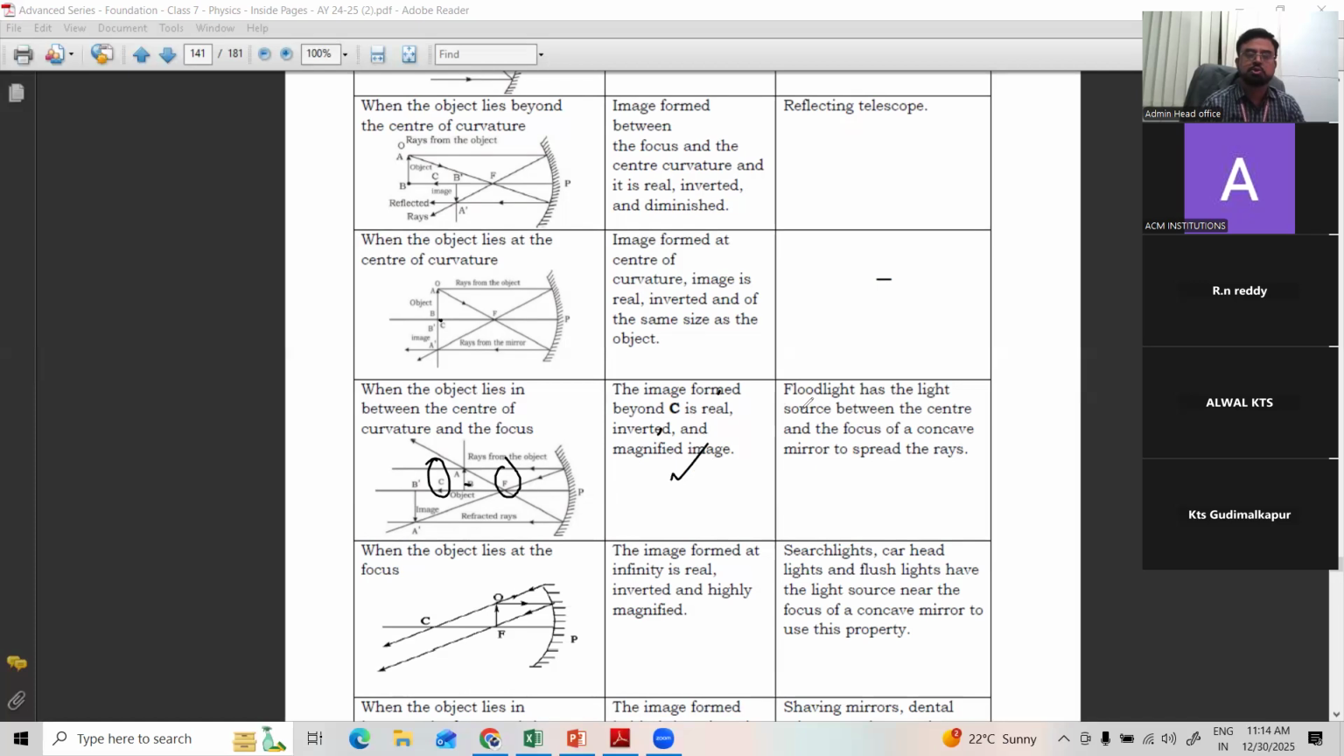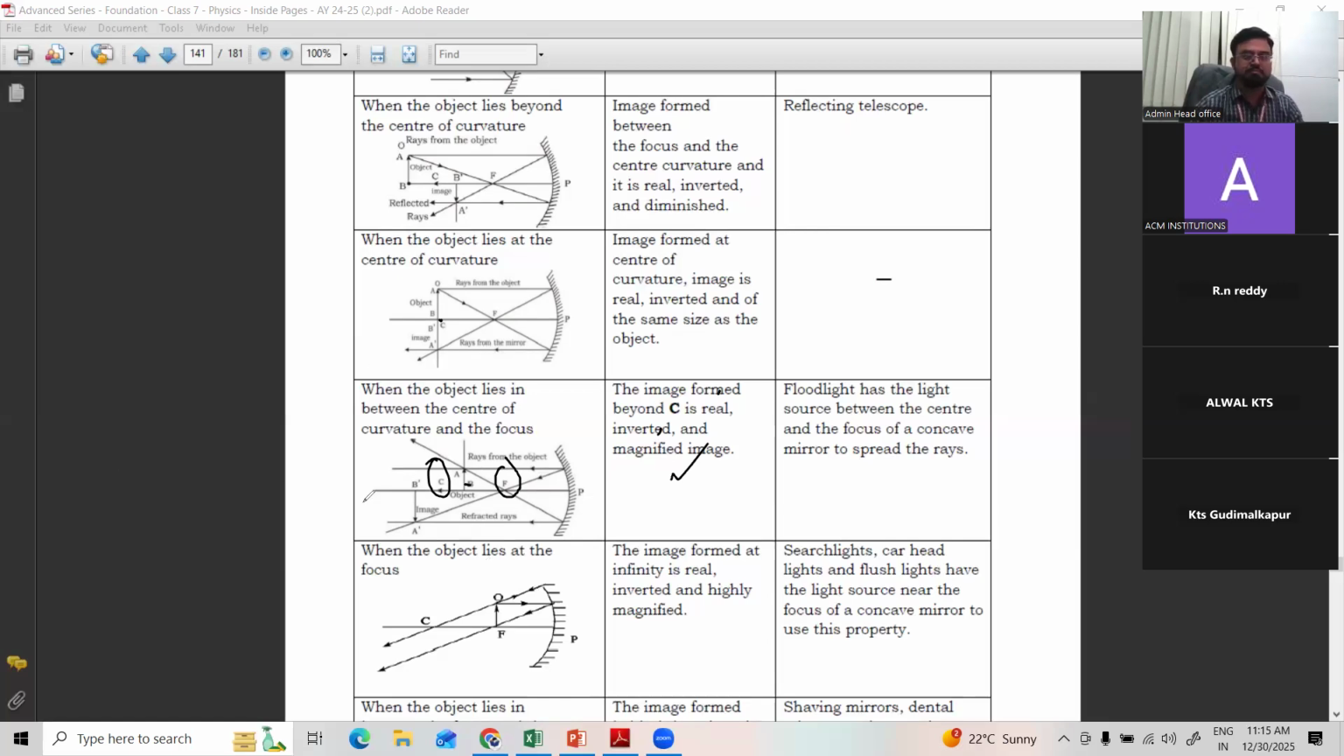In this case, a floodlight has the light source between the center and focus of the curved mirror to spread the rays. Floodlights will be there in stadiums. Cricket stadiums and all use floodlights. They're all made on the same rule. The object is right between the center of curvature and the focus, from the center of curvature moving forward towards the focus.